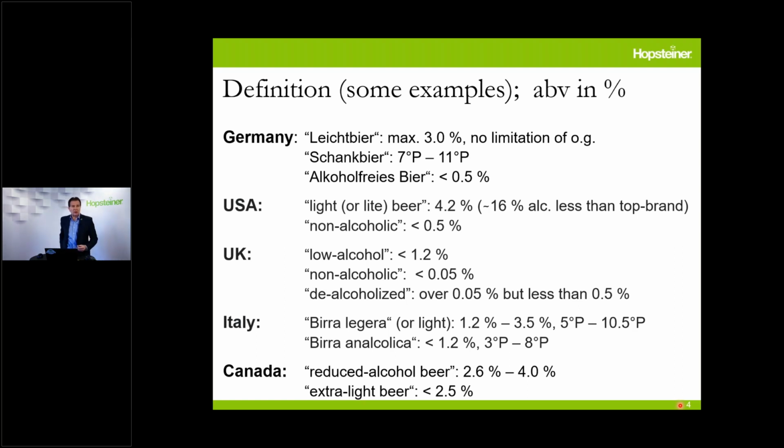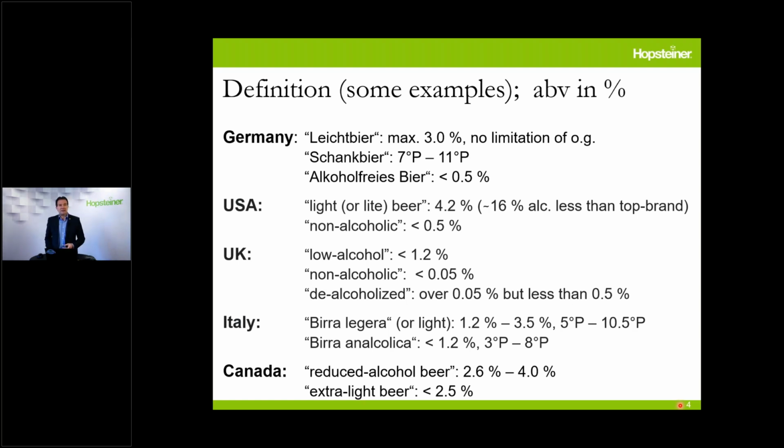But let's also look at the light beer category, where we see that this differs a lot. In Germany, we can talk about light beer and we can also talk about Schankbier. Normally, when you make a beer between 7 and 11% Plato, you come to an alcohol content that is a little bit below 3%. And so you can meet both definitions, light beer and Schankbier. And going to other countries, reduced alcohol beer for Canada, for example, is alcohol between 2.6 and 4%.